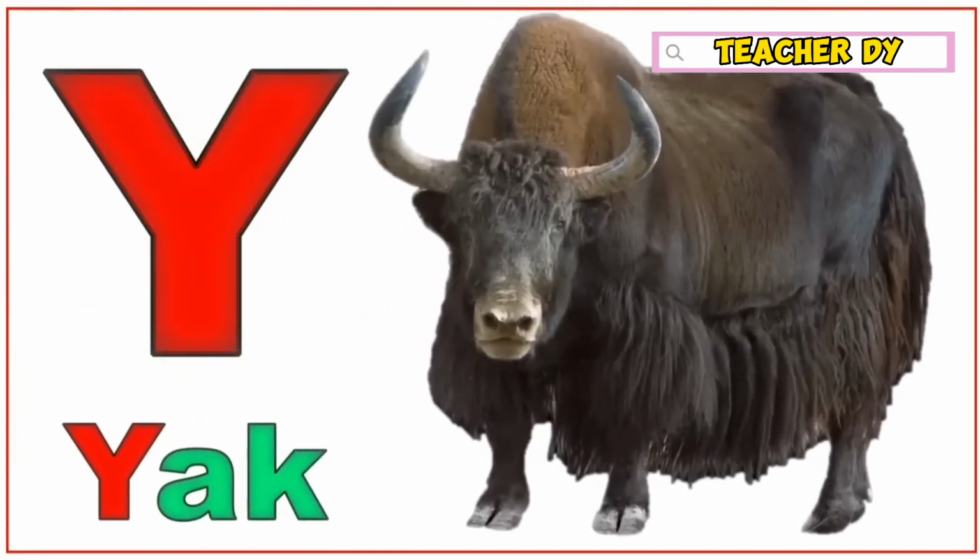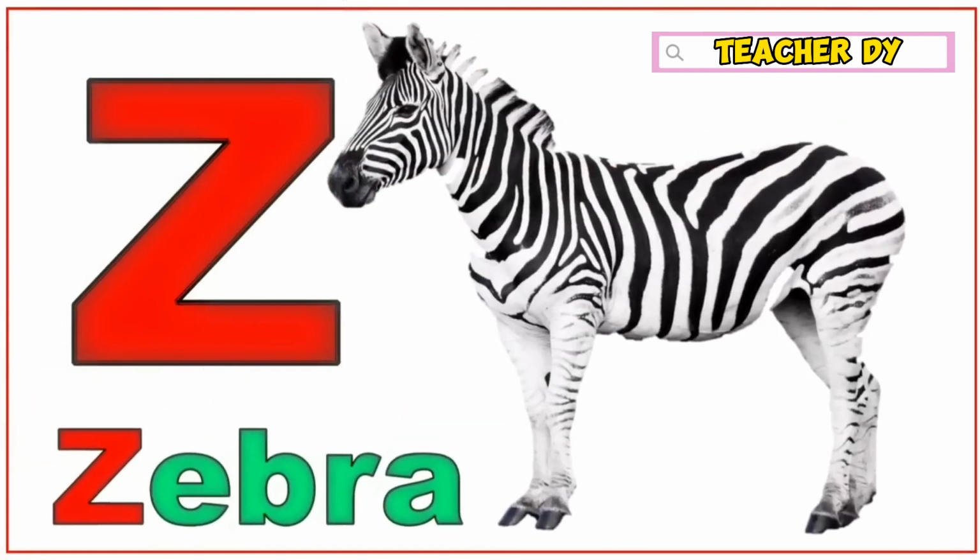Y. Y is for yak. And last is letter Z. Z is for zebra.